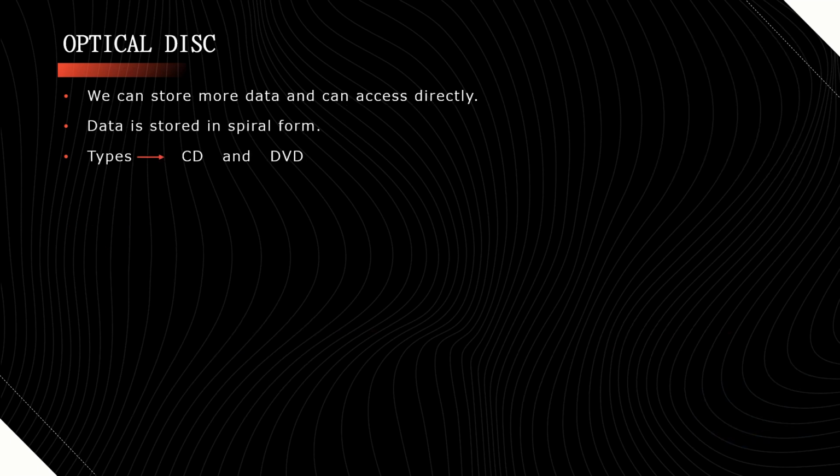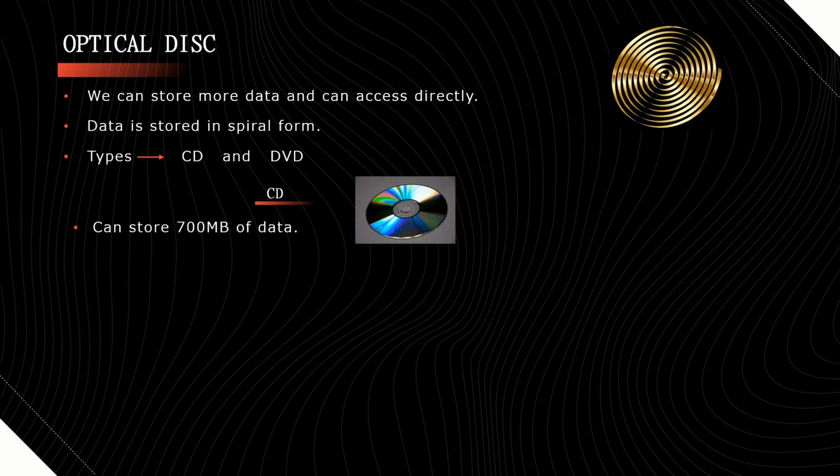Optical disk. By using these optical disks, we can store more data and we can access the data directly also. Based upon the data storage and accessing the data, these optical disks are somewhat different from the magnetic disks. Here the data is stored in spiral form. You can observe the spiral form here. And we have the popular optical storage devices, CD and DVD.